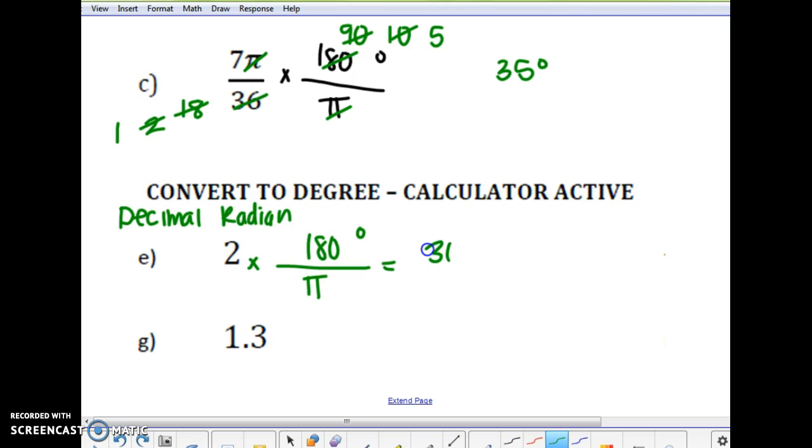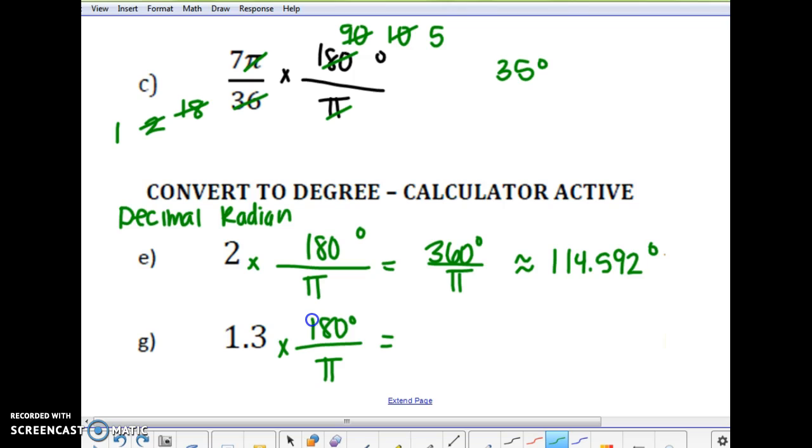The exact answer would be 360 degrees over pi, but you do have a calculator, so we can go ahead and divide that out. It's going to give me a grand total of approximately 114.592 degrees, and we'll go out 3 places. 1.3 is going to be the same exact idea. 1.3 times 180. This is going to be 234 degrees over pi, exact answer, which is approximately 74.485 degrees. So that's converting into degrees from radians.